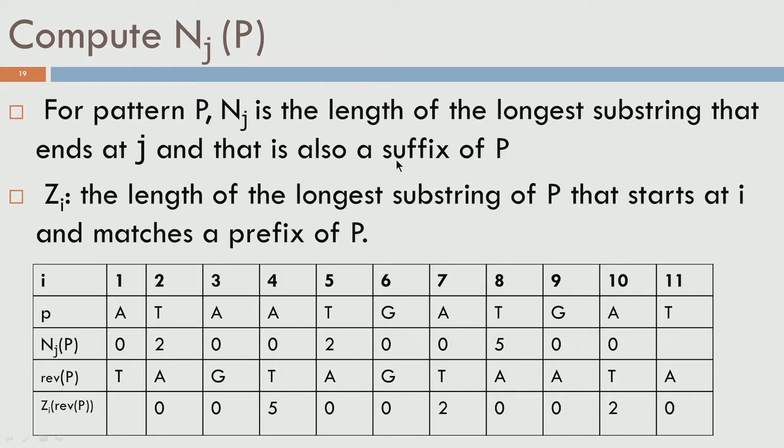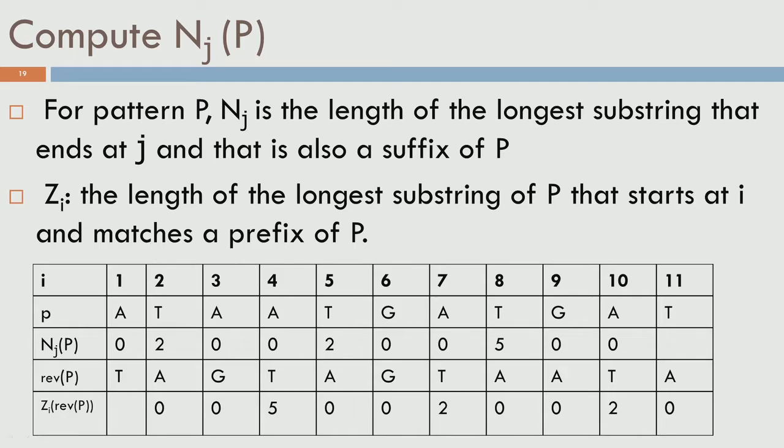Another way of visualizing this definition is to look at suffixes of P and see how long a suffix of P occurs or ends at j starting from the first location. So, that is, nj is the length of the longest substring that ends at j, that is also a suffix of P. This is the formal definition. The visualization, as I just said, is to look at suffixes of P and look at the longest suffix which ends at location j in the pattern P itself.